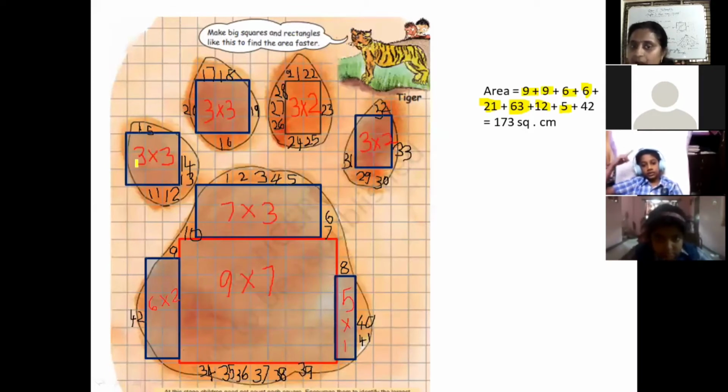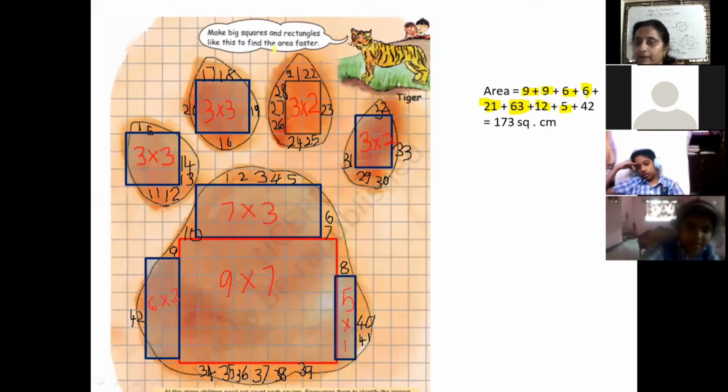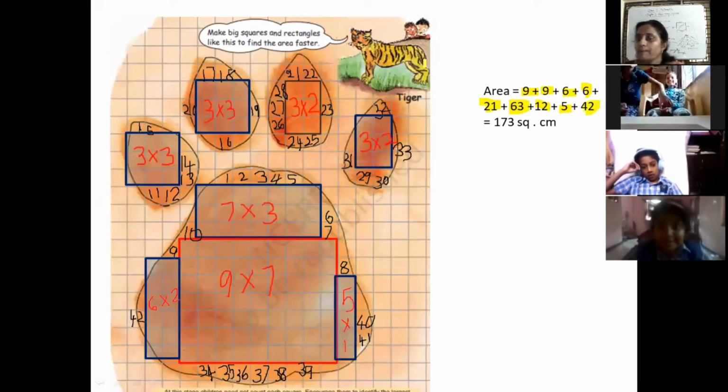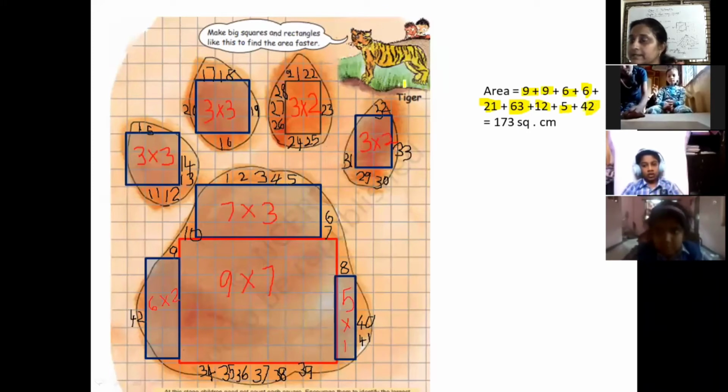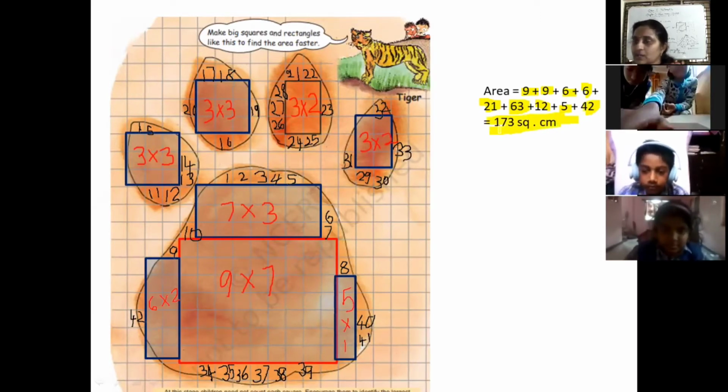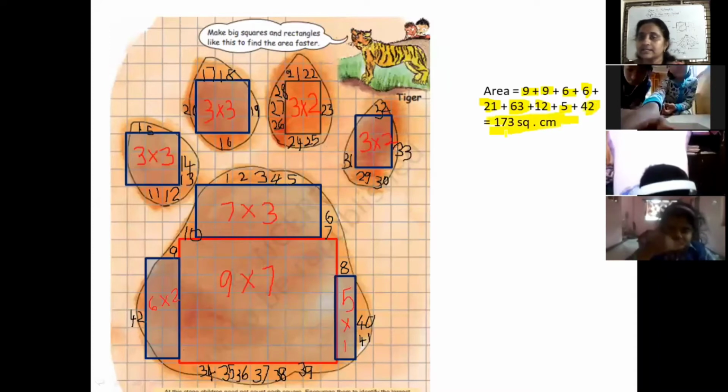Observe this. After making the rectangles and triangles, some more are left. So for them we need to count. That is easy for us now. Let's count the squares. 1, 2, 3, 4, 5, 6, 7, 8. Like that, how many do we have in total? Total 42 squares are there. So by adding all these, we can find the area of the tiger's footprint is 173 square centimeters.